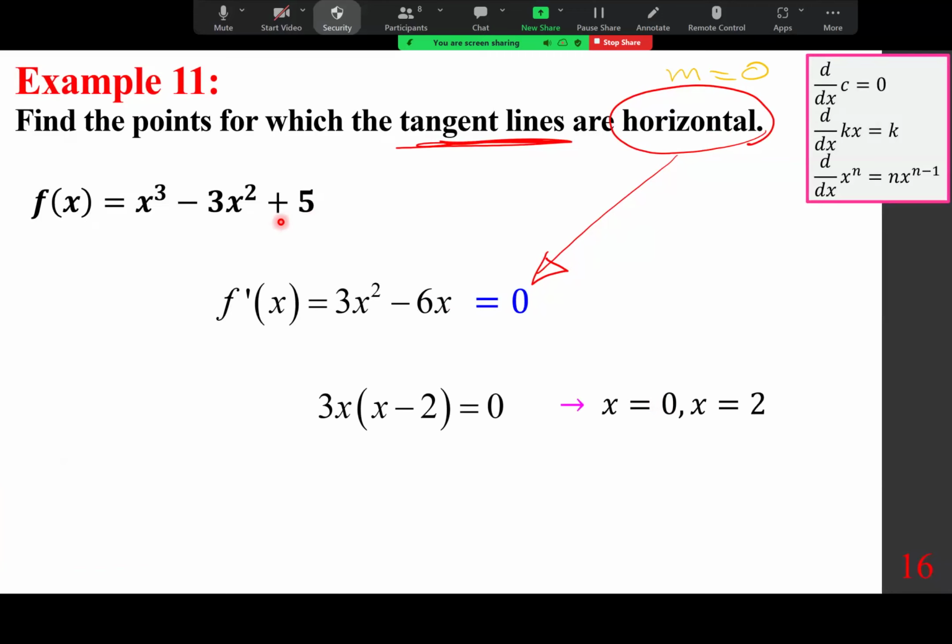So if you put the 0 into the original function, it gives you the pair (0, 5). If you plug in 2, 2 cubed is 8 minus 3 times 2 squared, 12, 8 minus 12 minus 4 plus 5 is 1. So plug in 2, it gives you 1. These are the pairs, and you have to write them in pairs.